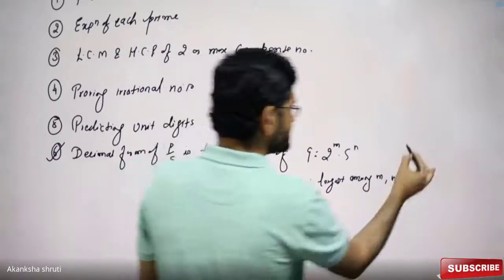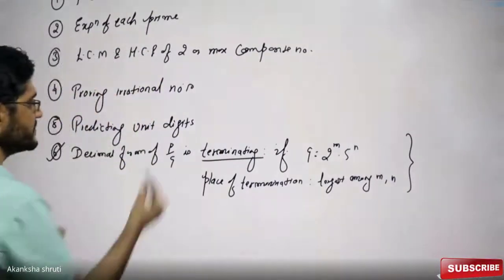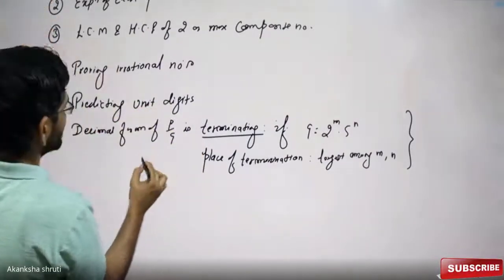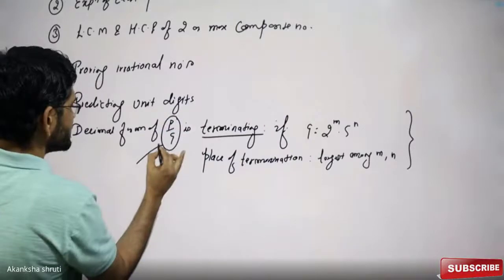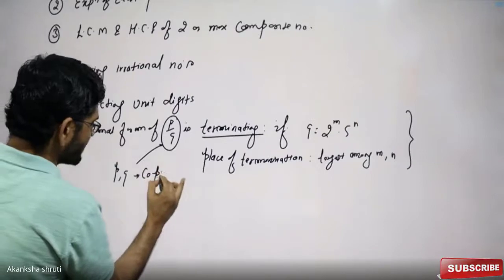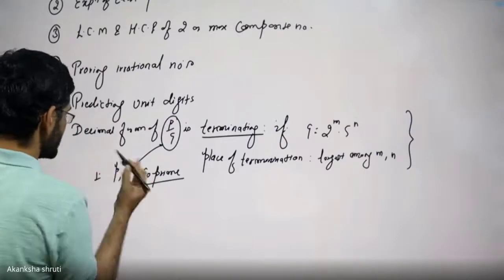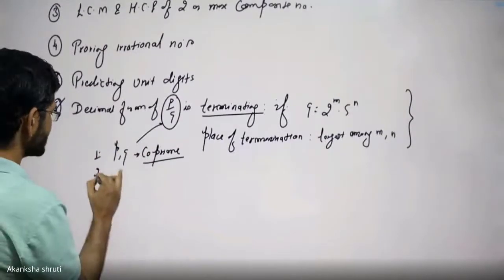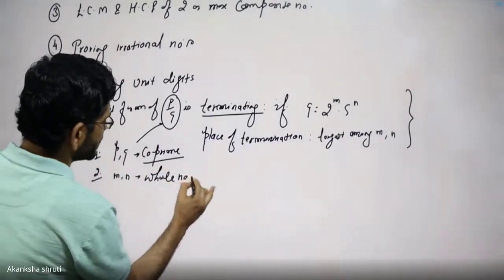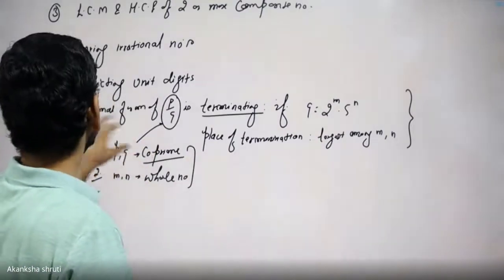Keep in mind a few things while applying this condition. P by Q must be in the simplest fraction form, meaning P and Q must be co-prime. Co-prime means they do not have any common factor. That is the first condition. Second, M and N can be whole numbers; they cannot be fractions or negative integers. These are the two things we need to apply.